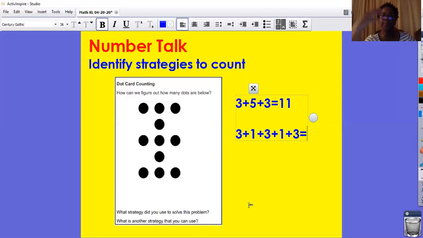Let's make sure that we have the same number of rows. We have 1, 2, 3, 4, 5. We have 1, 2, 3, 4, 5. We have 5 numbers as well. So let's go ahead and count them again and make sure we got the correct answer. 1, 2, 3, 4, 5, 6, 7, 8, 9, 10, 11. We got it right. Wonderful.